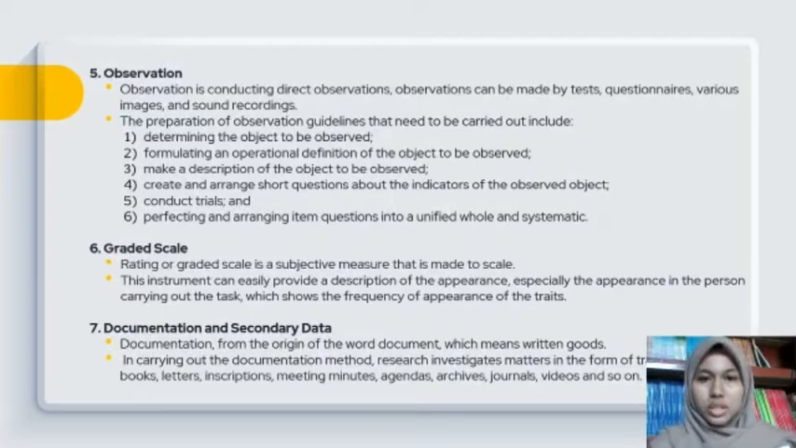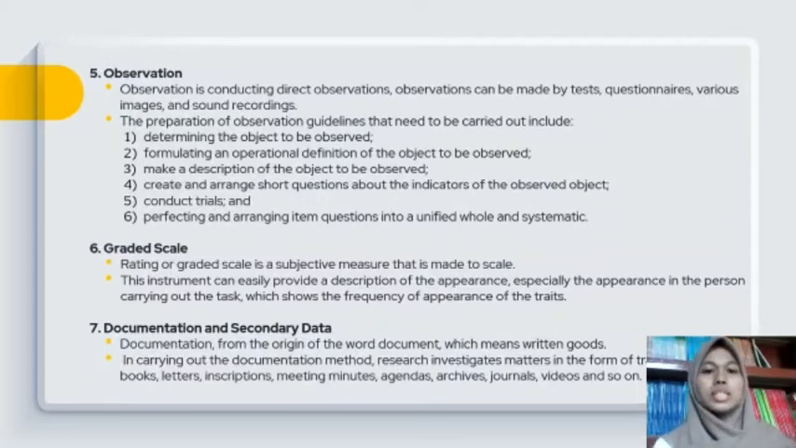For the preparation of observation guidelines that need to be carried out include: first, determining the object to be observed, and then formulating an operational definition of the object to be observed, and then make a description of the object to be observed, and create and arrange short questions about the indicators of the observed object, and then conduct trials, and the last one is perfecting and arranging the item questions into a unified whole and systematic.